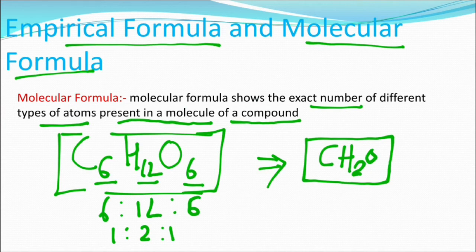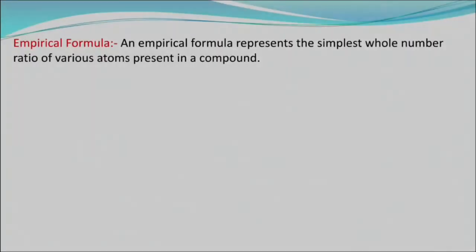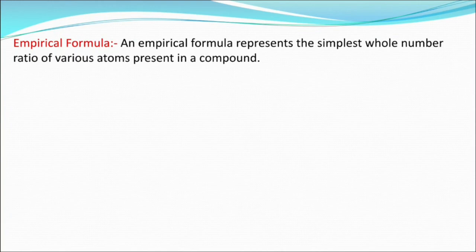And you can convert the empirical formula into the molecular formula by multiplying by a value of n. In the case of glucose, the value of n is 6. So you have to multiply carbon by 6, H2 by 6, and oxygen by 6. Okay. An empirical formula represents the simplest whole number ratio of various atoms present in a compound.